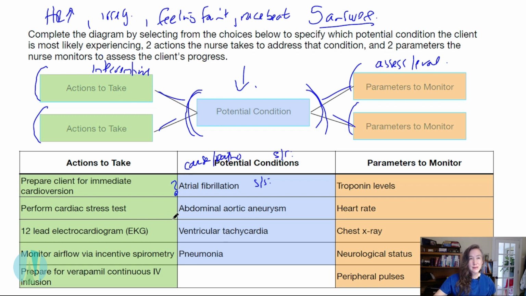Abdominal aortic aneurysm. That is when they have a weakened vessel wall in the aorta in their abdomen. And those symptoms are not the same as these symptoms. Usually they can have some back pain. And so it's not even cardiac. So I don't think they're having that. It's not even a complication I would think of after a CABG.